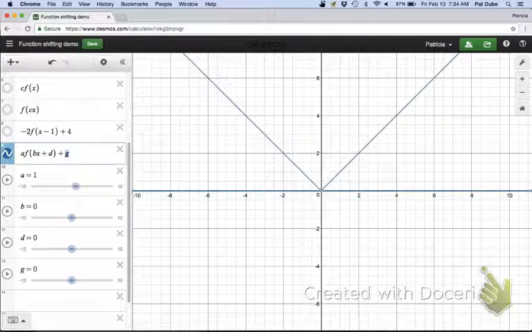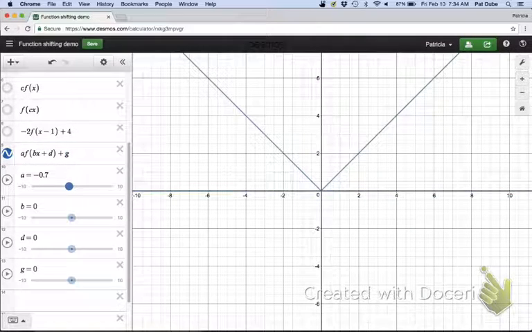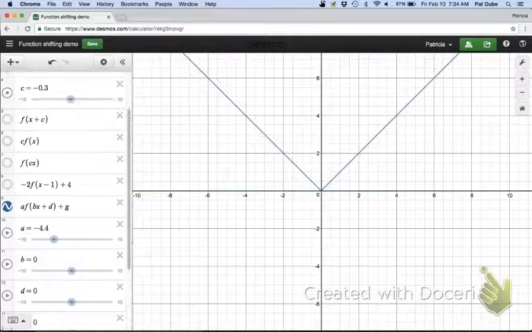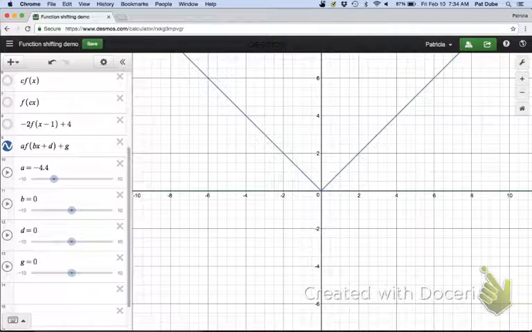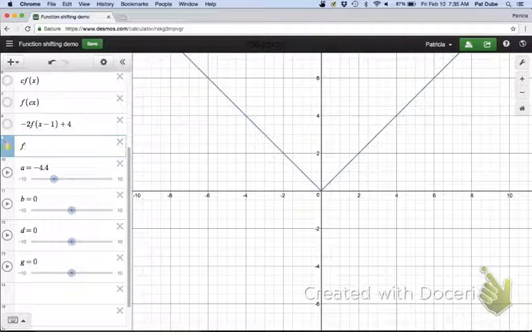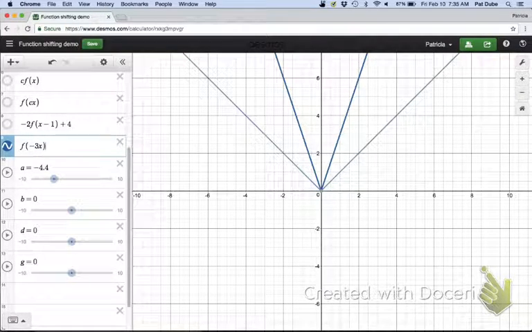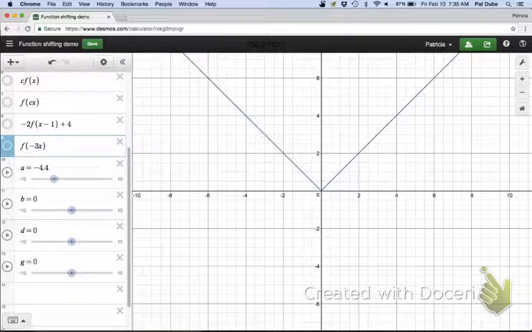Let's see what happens when I change a to a negative number. Unfortunately, it's not working. I don't know why that's not working. I'm seeing it as just a line, a 0 line there. Well, let me start playing with it differently here. Let's do just f of negative 3x. I'm going to change the color of this too.